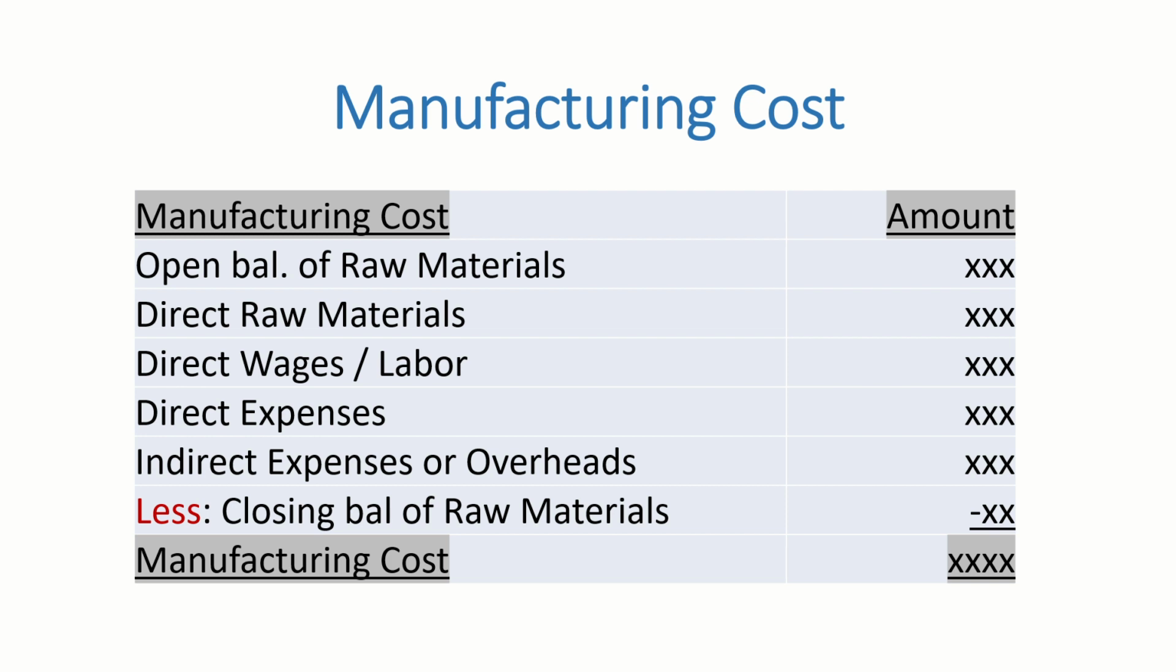So in total, manufacturing cost is opening balance of raw materials, direct materials, direct wages, labor, direct expenses, indirect expenses, then we need to deduct the closing balance of raw materials. So again I repeat, manufacturing cost is equal to opening balance of raw materials plus direct materials plus direct wages plus direct expenses plus indirect expenses or overheads. Then we need to deduct the closing balance of raw materials. Then we arrive at manufacturing cost.